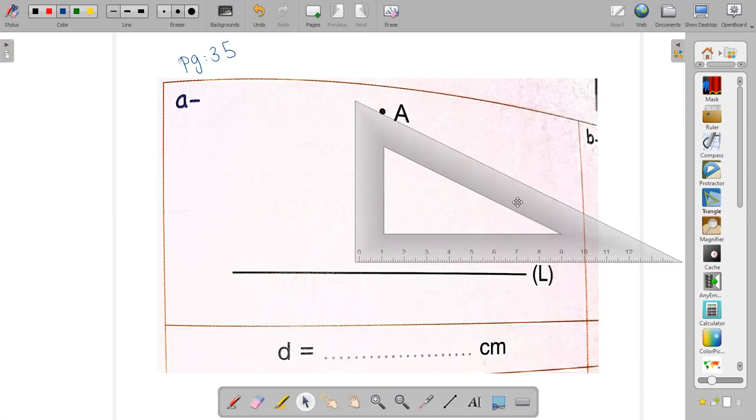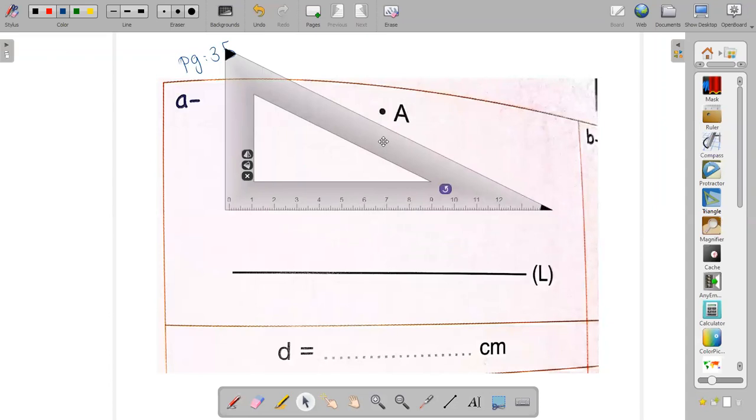How do we draw a perpendicular line? Look at the set square. The set square is composed of three sides. This is the first side. This is the second one, horizontally, and this is the third one. We will not use the third one. We will use just the first, this one, and this one in order to draw perpendicular lines.